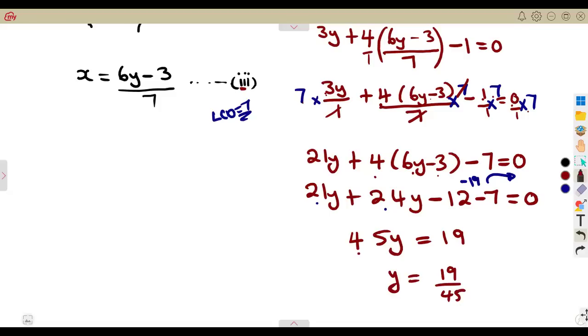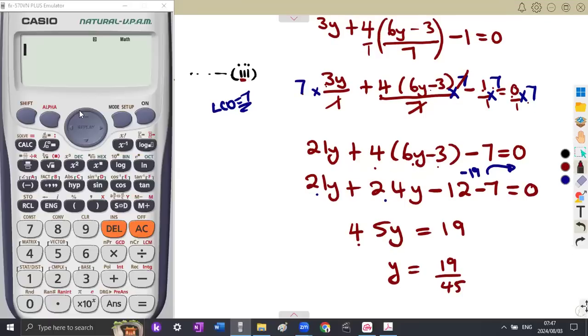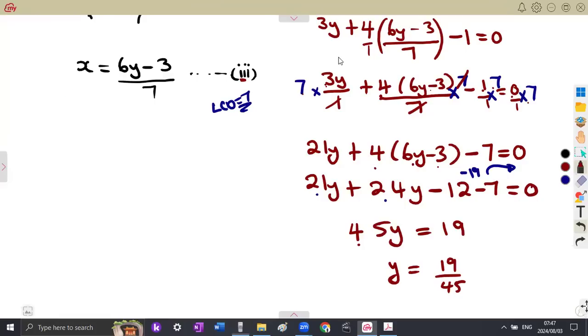You can also check on your calculator if this can be reduced or not. 19 over 45. As you can see there, this one cannot be reduced. It is just going to remain as it is, 19 over 45. So you have got the value of y from the substitution that you made.